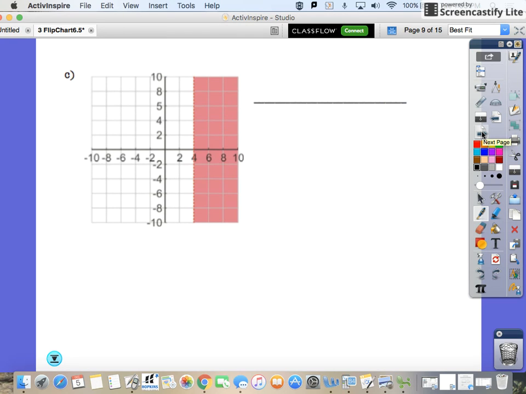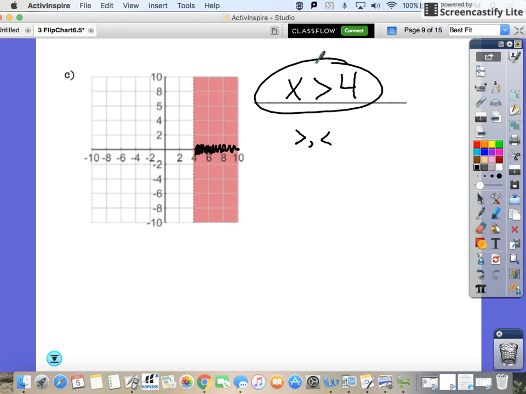Okay, last one. This one's weird, but we have a dotted line, so we're going to have to use this or this. And then we're just looking at the x numbers. We shaded 4, 5, 6, 7, 8, 9. 4 is what I call a boundary point. So the x values are greater than 4. The x's were bigger than 4. We used 5, 6, 7, 8, 9, 10. So this is our equation. It's a weird one to end on, but x's greater than 4 is what we shaded.